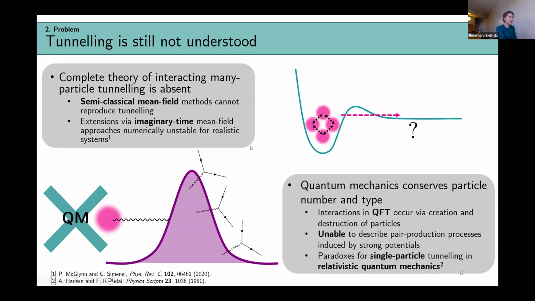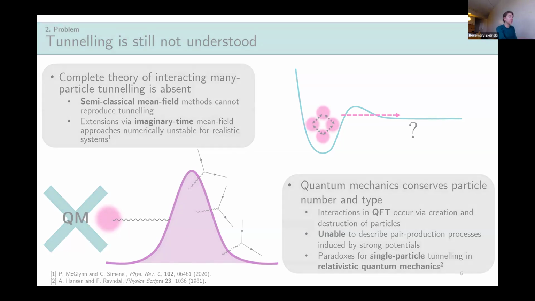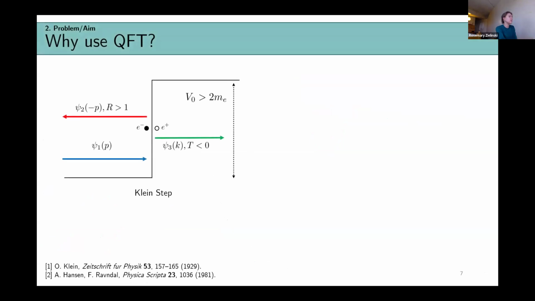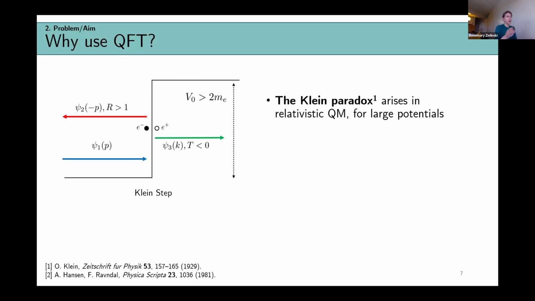One such paradox is the Klein paradox. This gives us some motivation for why we might want to apply QFT to the problem of tunneling. The Klein paradox arises when we have an incoming fermion scattering off something called the Klein step. The Klein step is essentially a large step potential such that it's greater than twice the mass of the electron.